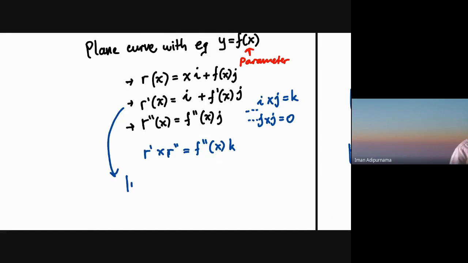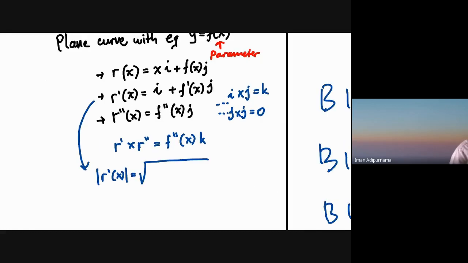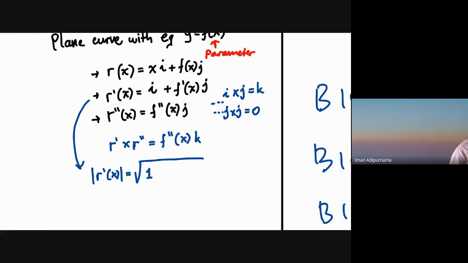And we also have the magnitude of r prime, which is the square root of all of this. So 1 squared plus f prime of x, let me use a different bracket, squared.